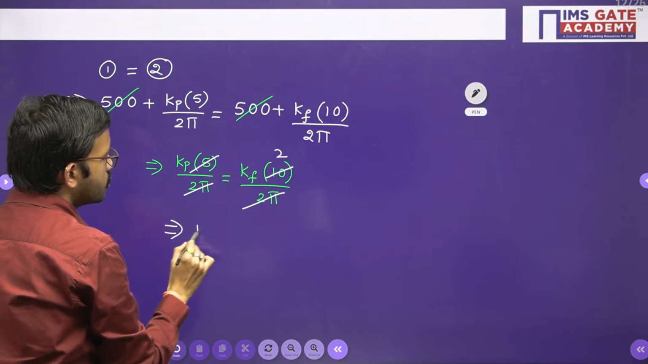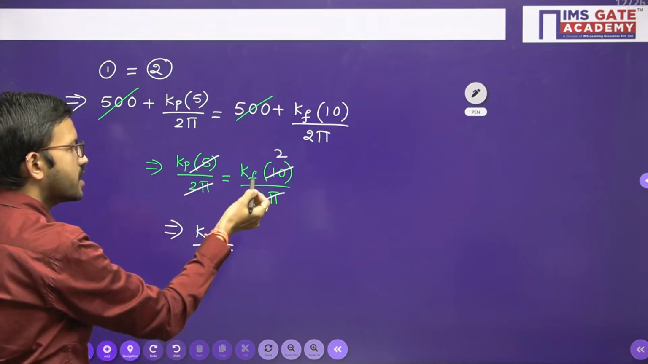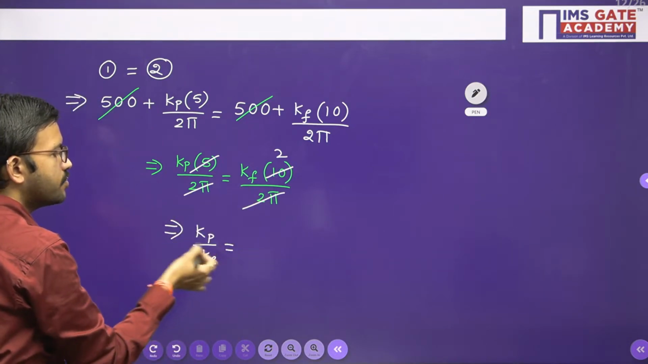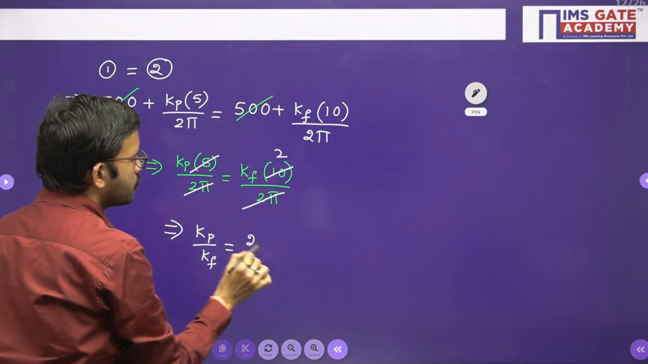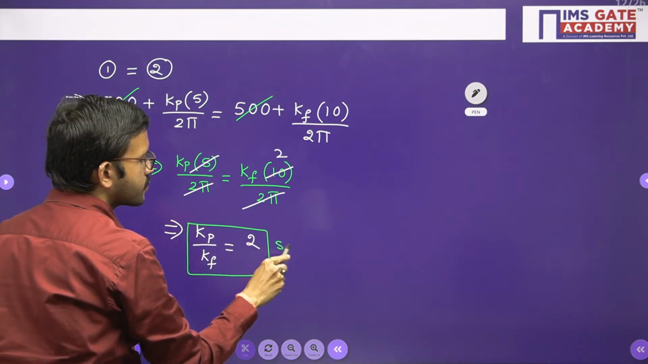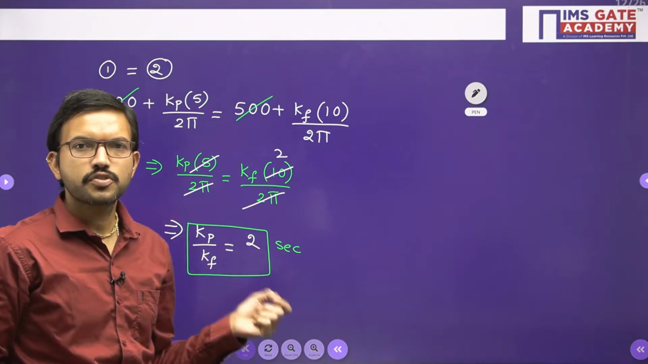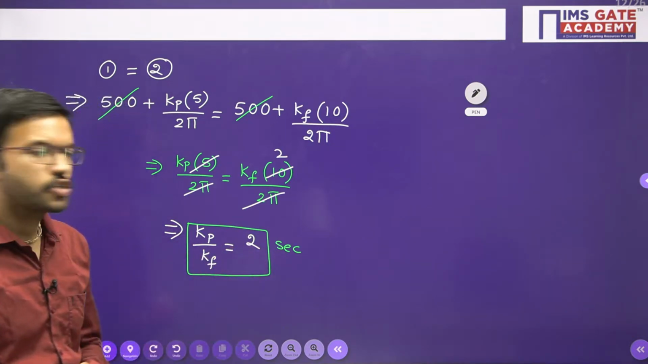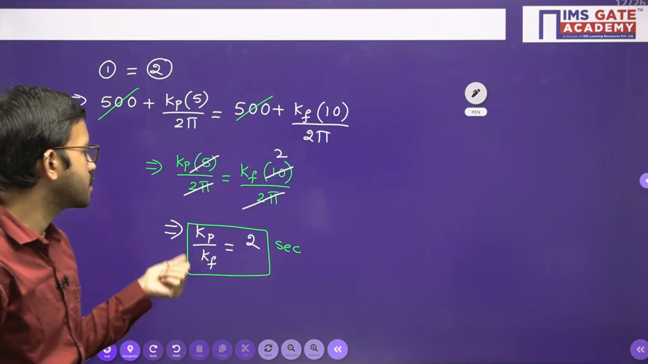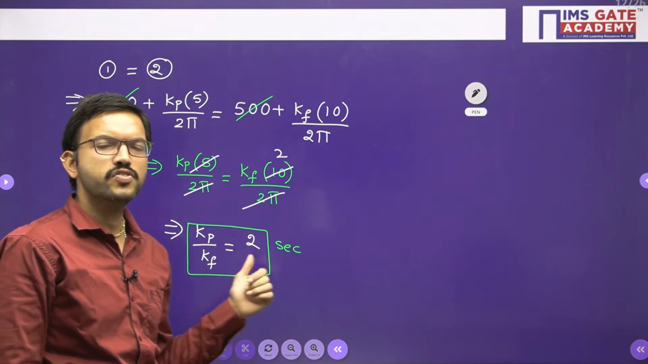In this question they asked for the ratio of Kp and Kf. So that means Kf you can bring to the left hand side, it will come into the denominator. So you are having 2. Here units are seconds, right? In this question they asked Kp by Kf, so the final answer is 2. Say for example if they asked the ratio of Kf and Kp, then you have to take the reciprocal, 1 by 2, which is nothing but 0.5.